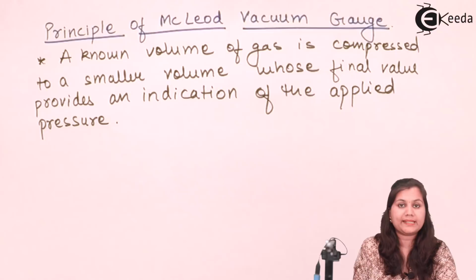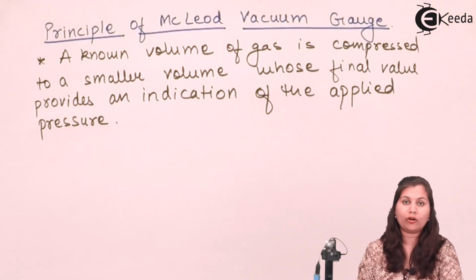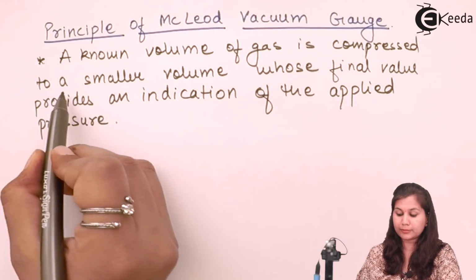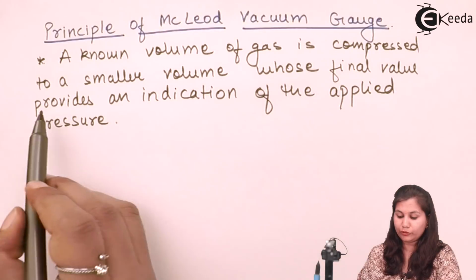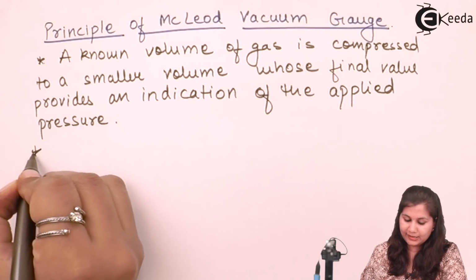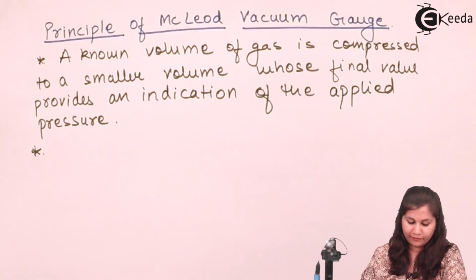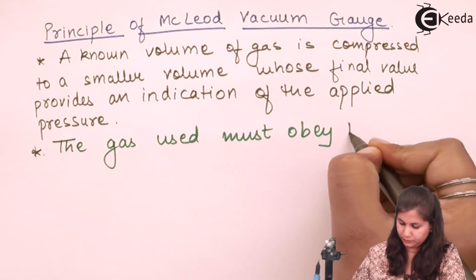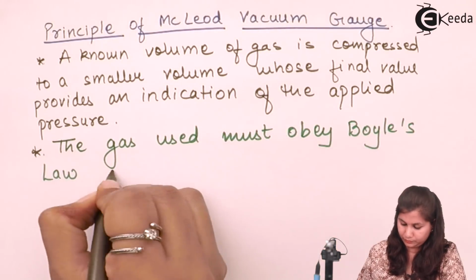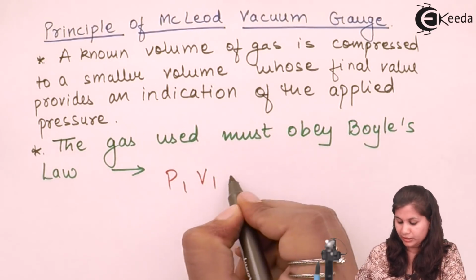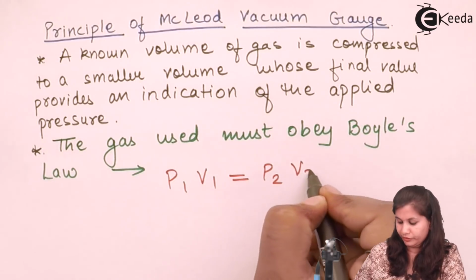So we can say that the basic principle of the McLeod vacuum gauges is that a known volume of gas is compressed to a smaller volume whose final value provides an indication of the applied pressure. Now we know that gases must obey Boyle's law, which is given by the equation. Boyle's law says that P1 V1 is equal to P2 V2.